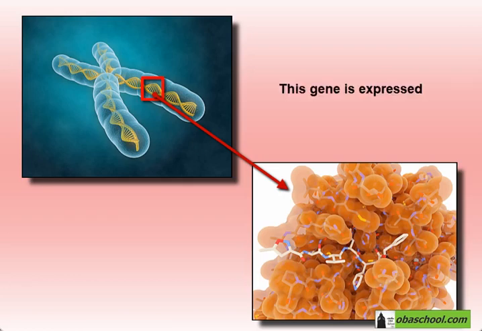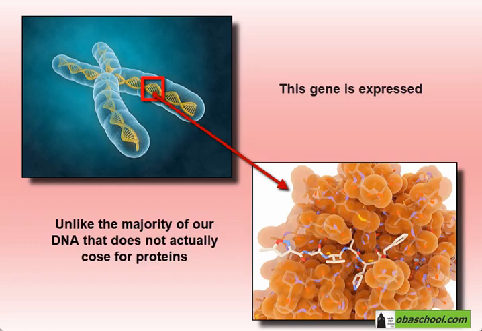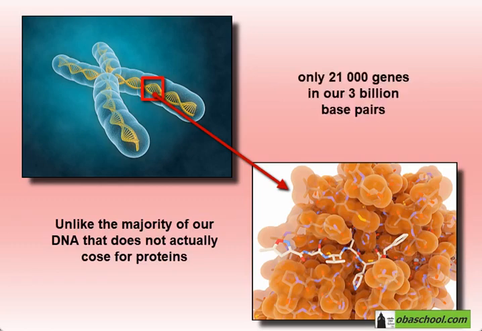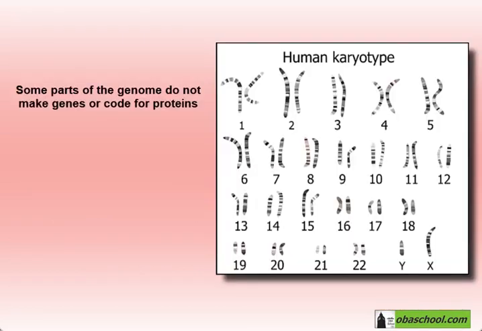Most of the DNA does not actually code for proteins. Remember that we have 21,000 genes, but 3 billion pairs of bases. So not all the DNA actually makes up genes. Some parts are not genes, they don't code for any proteins. Scientists are still discovering what the non-coding part of DNA does.